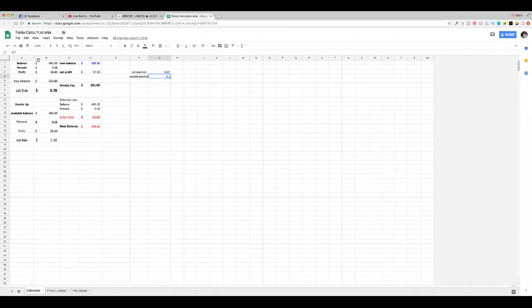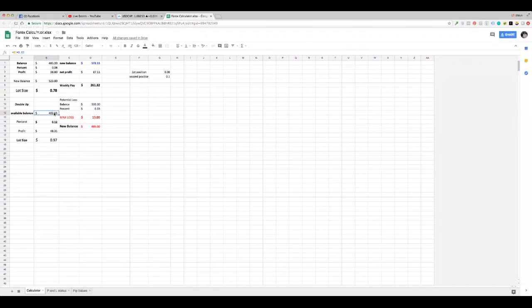And I'm sorry, you know what? This is wrong. Let me change this. This should not be that. 485. There we go. This is actually wrong. Let me undo some stuff. Sorry. There we go. That's what it should be, because the math looked funny to me. So 485, and that's your principal balance starting out after you took your first position.